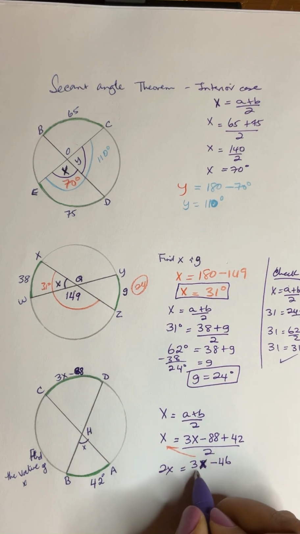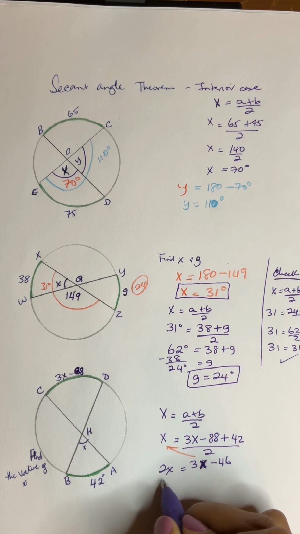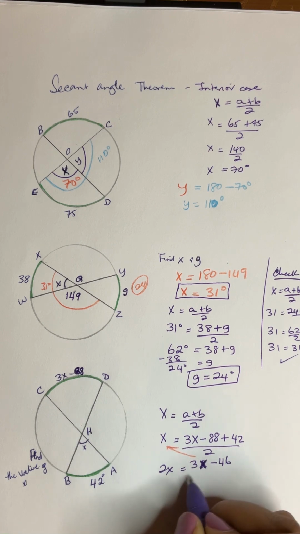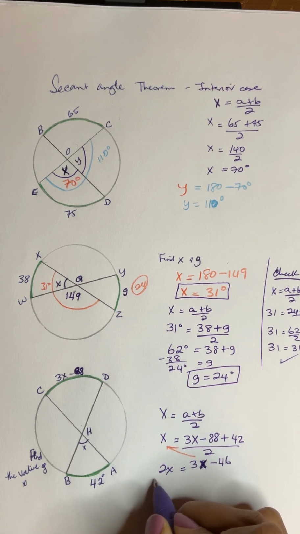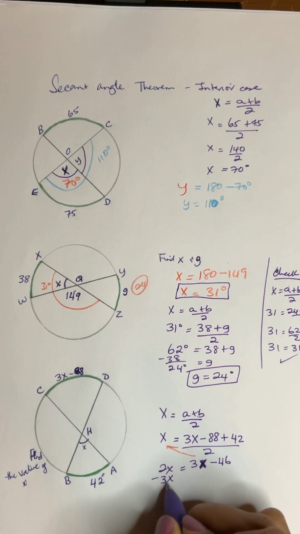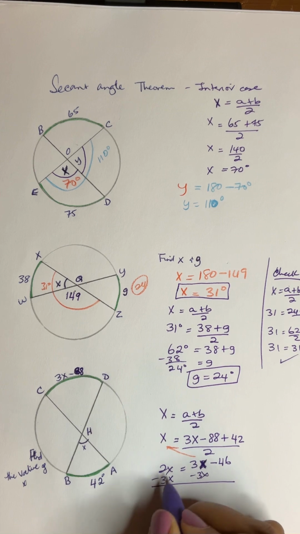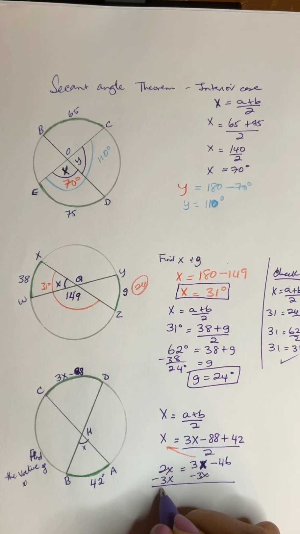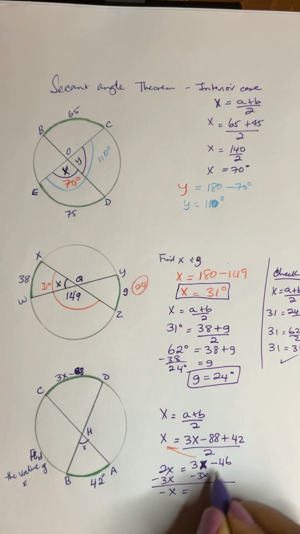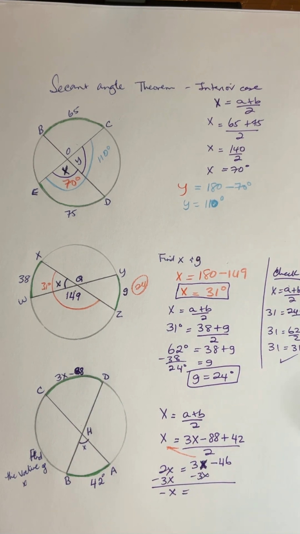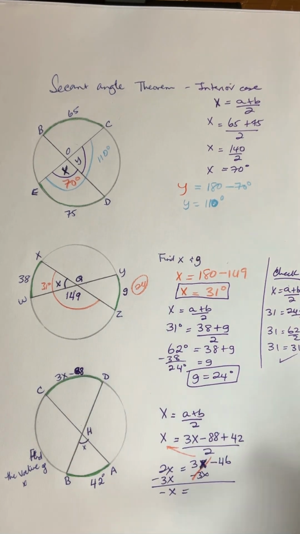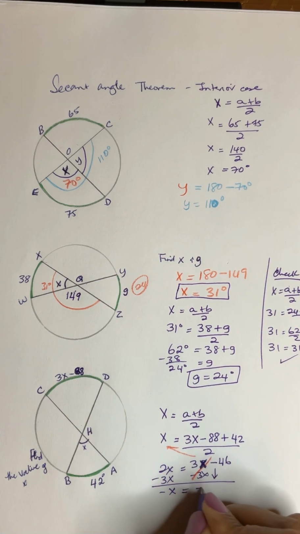And we are going to bring the 3x over here, inverse of plus is minus. I'm going to show you the long route to do it for those intermediate math students. So 2x minus 3x is going to be negative x. You don't put a 1 in front of it. This cancels out. So once it cancels out, then you bring down the negative 46.